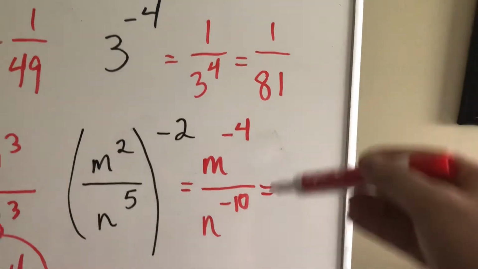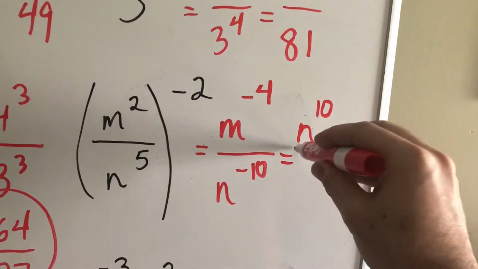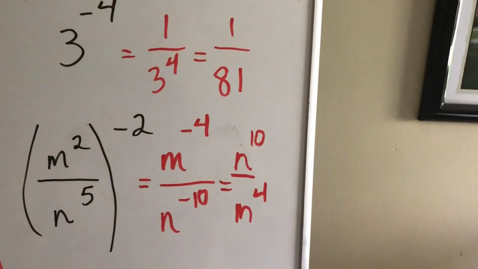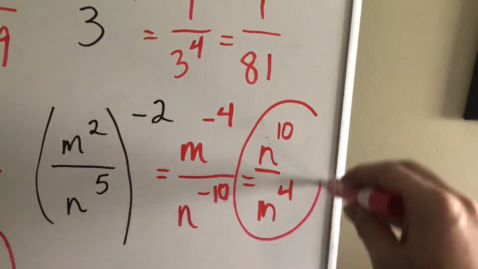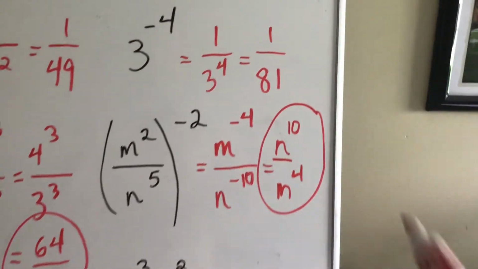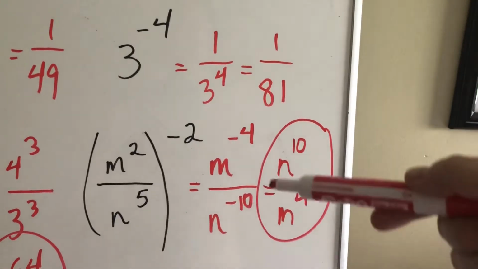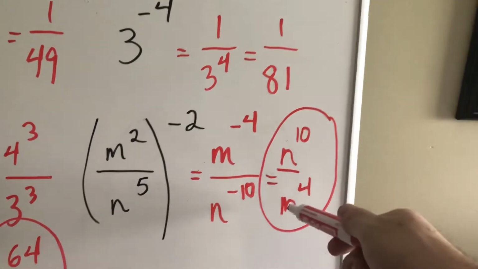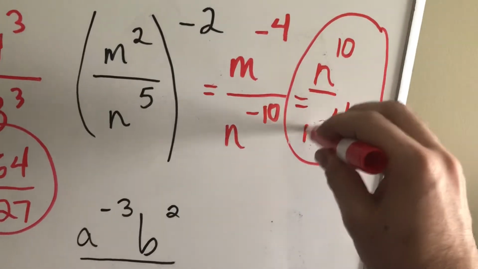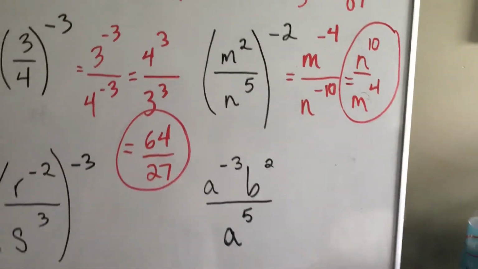Since they both have negative exponents, we're going to flip both of them. N to the 10th is going up, m to the 4th is going down, and that's done. 2 different variables, no negative exponents, can't simplify that any further. Don't be tricked by seeing 10 and 4 there and thinking you can simplify. They're exponents on different variables. With different variables, I certainly can't combine or simplify those at all.